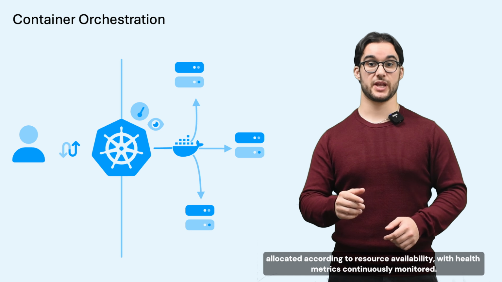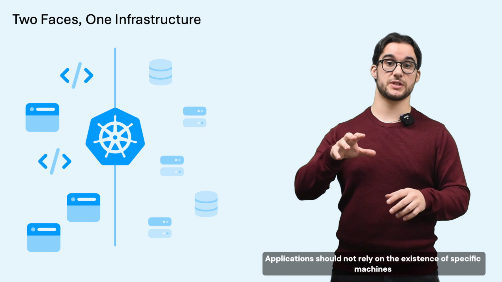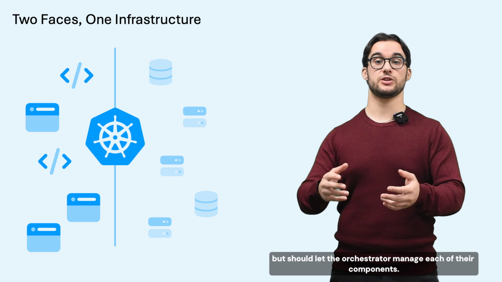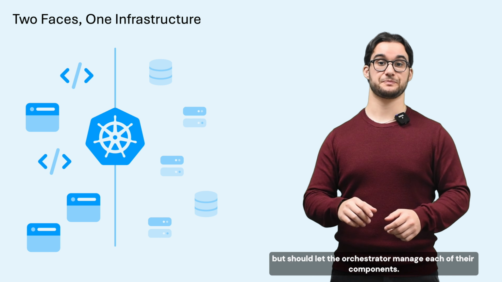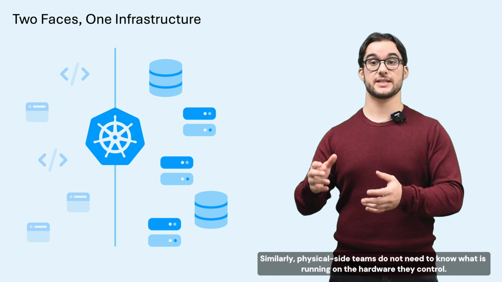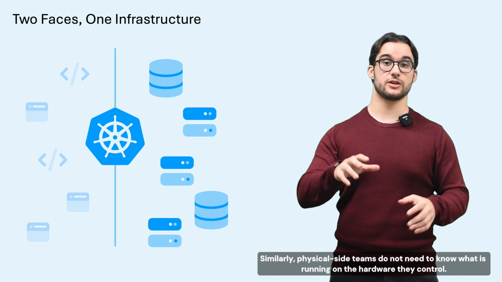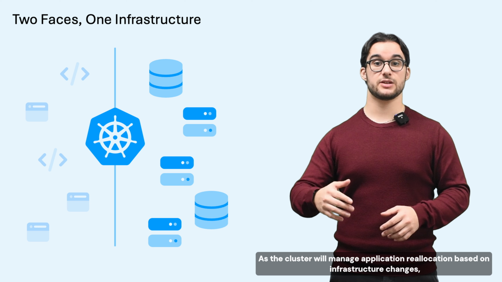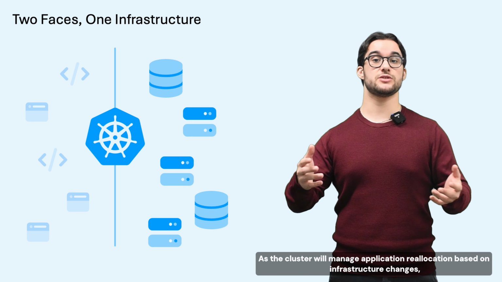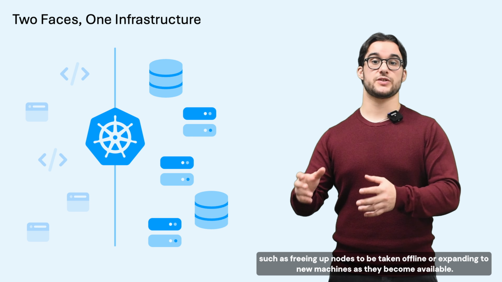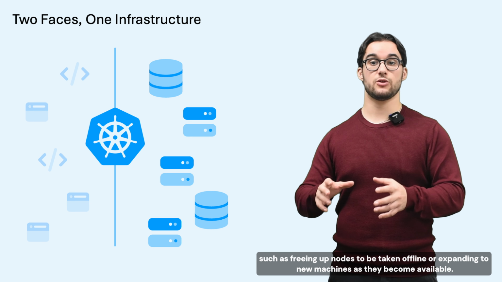Notably, the teams working with the logical side of the cluster, like development, do not need to know the physical layout backing it, and applications should not rely on the existence of specific machines, but should let the orchestrator manage each of their components. Similarly, physical side teams do not need to know what is running on the hardware they control, as the cluster will manage application reallocation based on infrastructure changes, such as freeing up nodes to be taken offline or expanding to new machines as they become available.